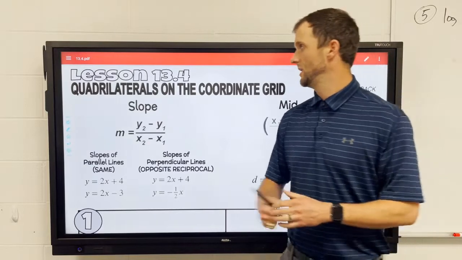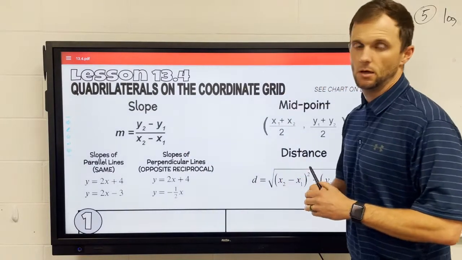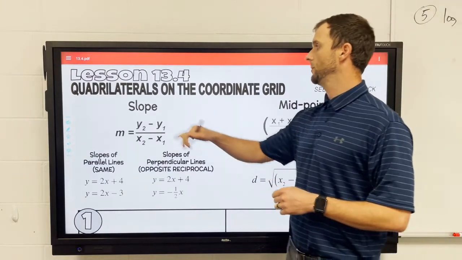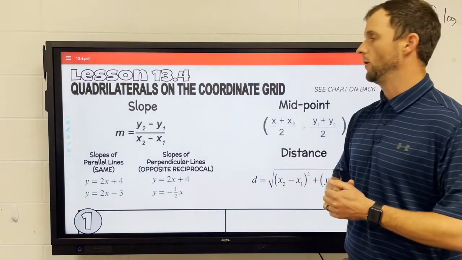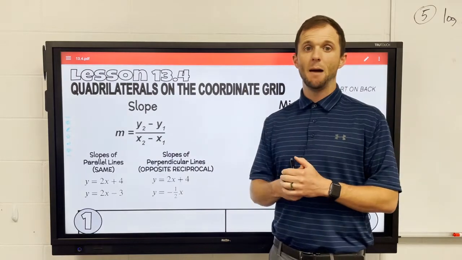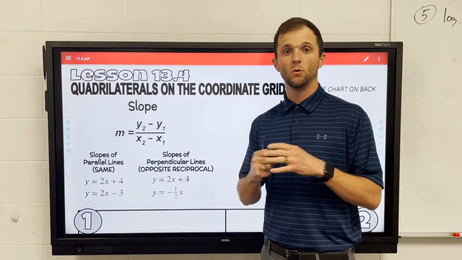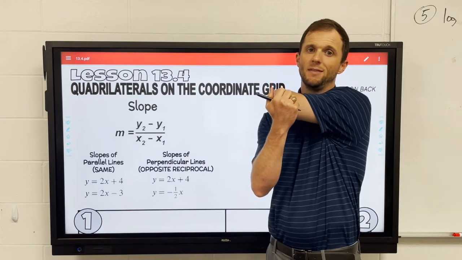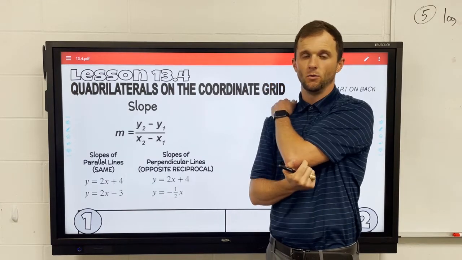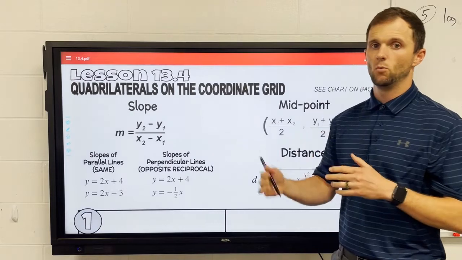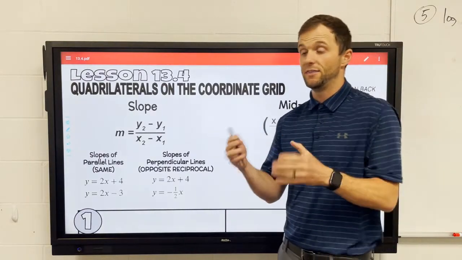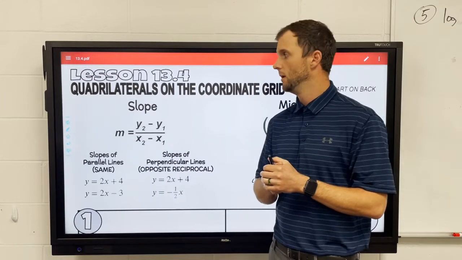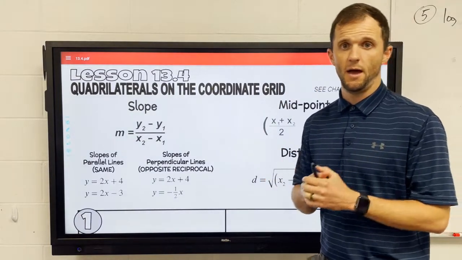So today we're moving on into the last lesson of Unit 13, which is 13.4, and we're going to be looking at quadrilaterals on the coordinate grid. So basically what's going to happen is you're going to have a quadrilateral or a polygon on a coordinate grid, and you're going to have to look at the sides and the angles of the lines and determine what type of polygon that shape is, determining the different pieces of the puzzle that you're looking at. So let's go ahead and jump into that.